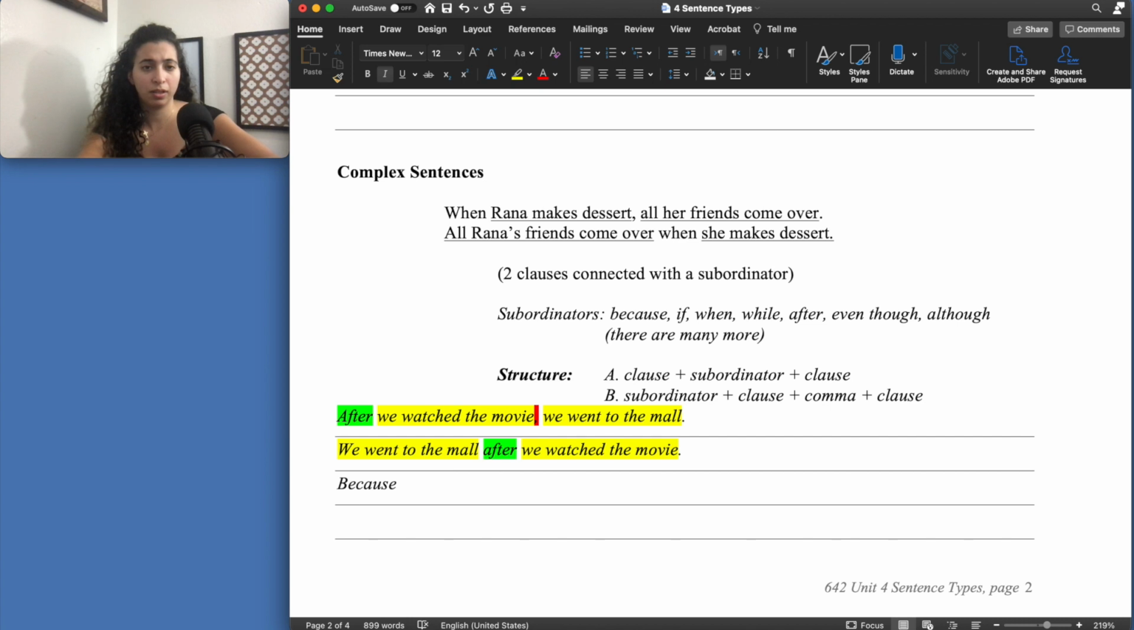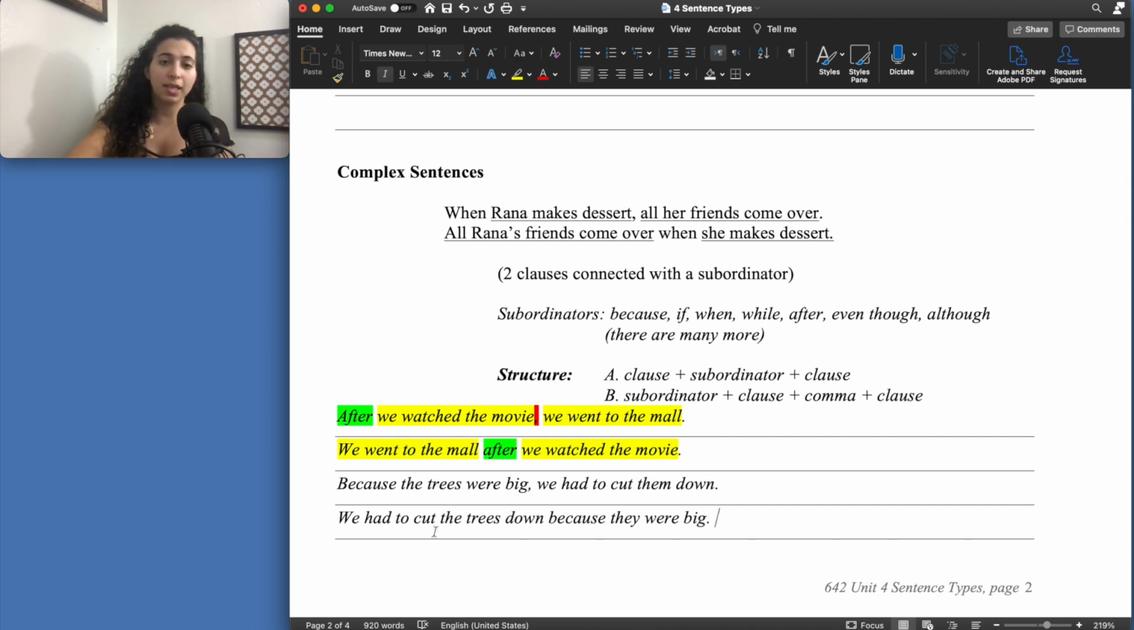Because the fire was hot, I don't know. No, let's do another one. Because the trees were big, we had to cut them down. Again, same structure. We had to cut the trees down because they were big.